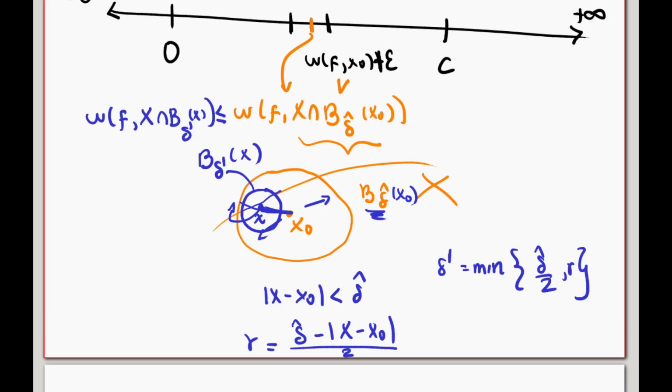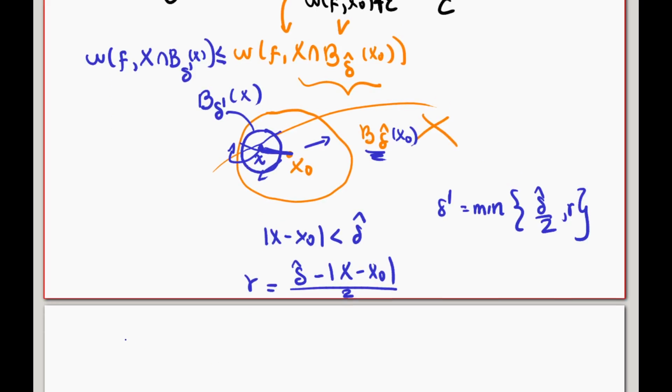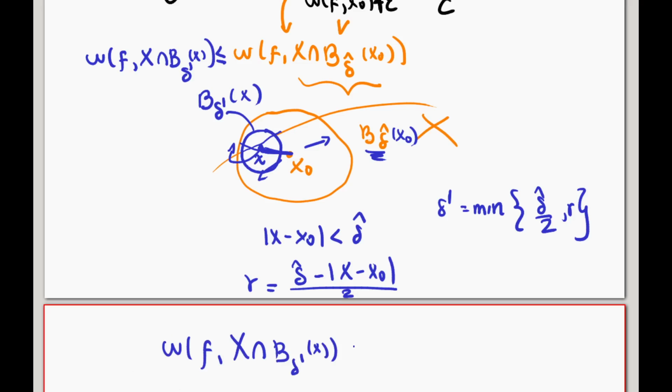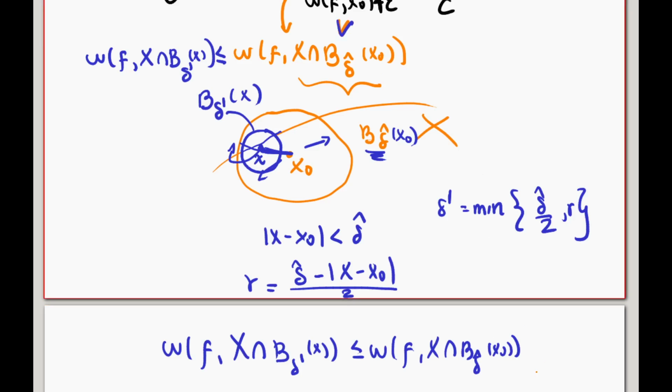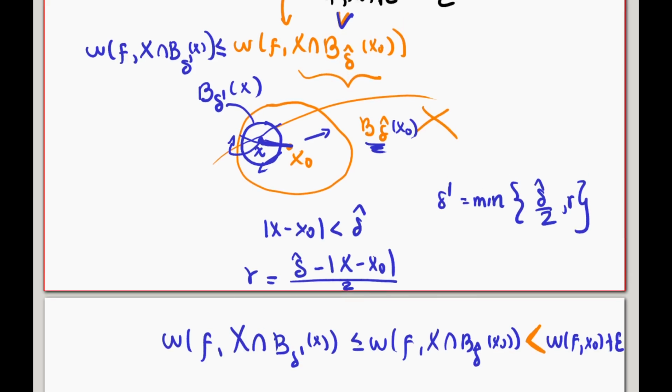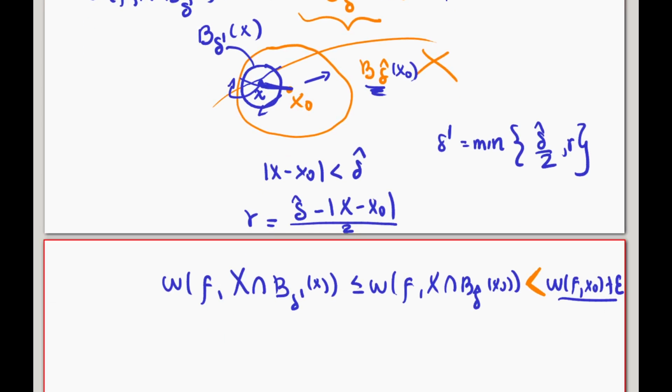Let me write here: this oscillation is smaller than that other oscillation, and that oscillation was strictly, and let me highlight that, strictly smaller than this, right, and that value was still strictly smaller than C.